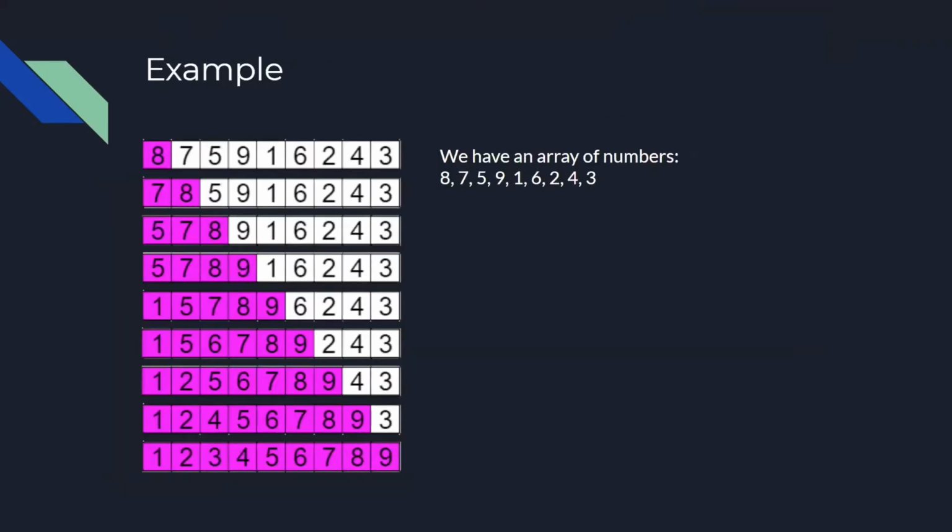So here's an example of insertion sorting. Here we have an array of numbers 8, 7, 5, 9, 1, 6, 2, 4, and 3. Now, the smaller number will go to the left until the smallest number is at the left and the biggest number is at the right. So here in the first slot, we got 8 and 7. Since 8 is bigger than 7, 7 will move to the left and switch places with 8, and 8 will go to the right. And then in the second example, because 5 is smaller than 7 and 8, 5 will go to the far left. Now, because 9 is bigger than 7 and 8, it's going to stay in that position, and so on and so forth.